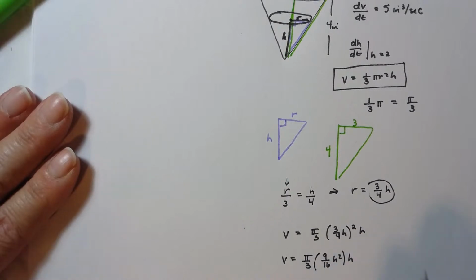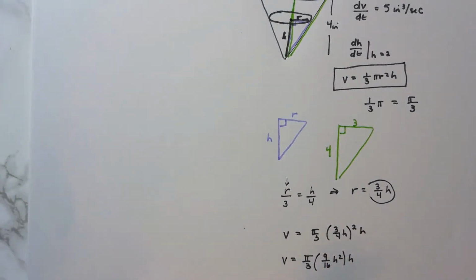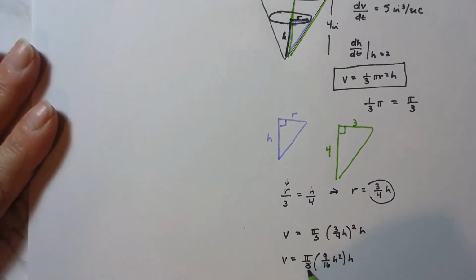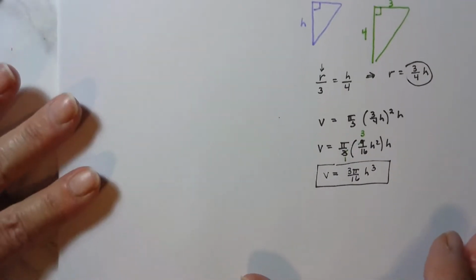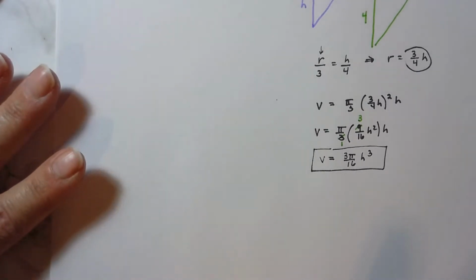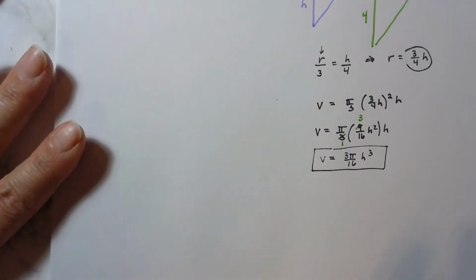Here's another thing I like to do. Because we have to take a derivative, I like to simplify this. So 3 goes into itself once, and it goes into 9 3 times. What I'm left with is V equals 3 pi over 16 h cubed. There's my compacted formula, and that's the thing I want to take the derivative of because that's an easy derivative.